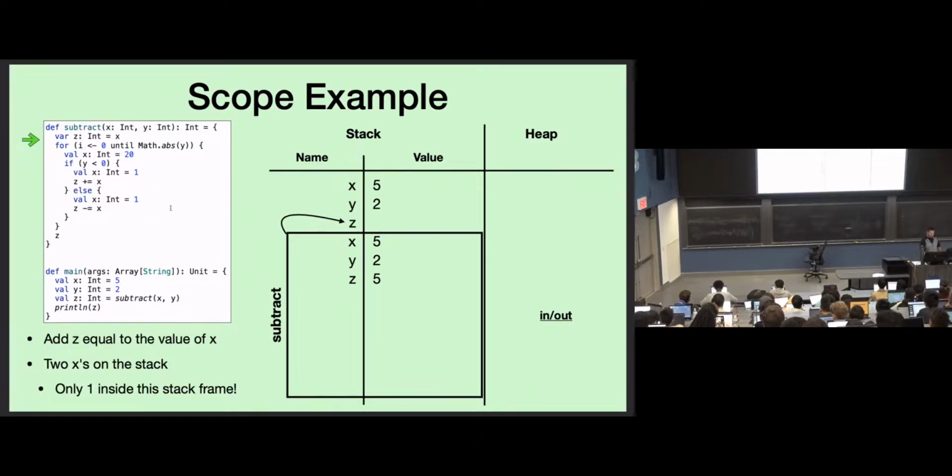So we're going to declare z, assign it the value x. X, we're going to find x inside the stack frame with the value 5, so z gets the value 5. For what it's worth, at this point, we do access this x. We cannot access this x at this point in time.